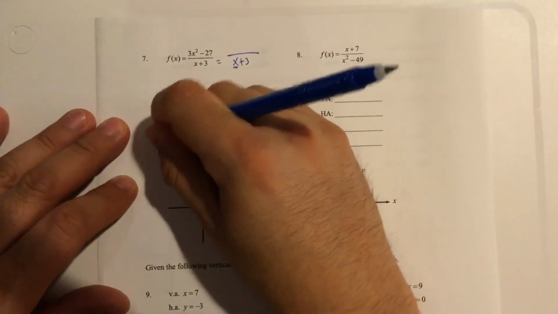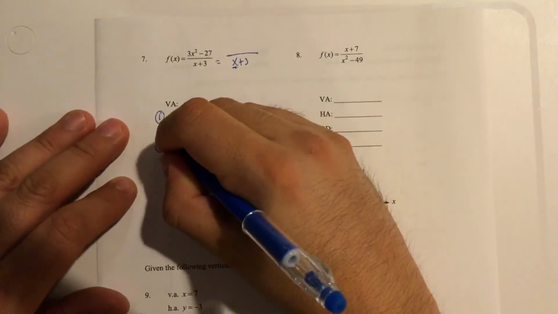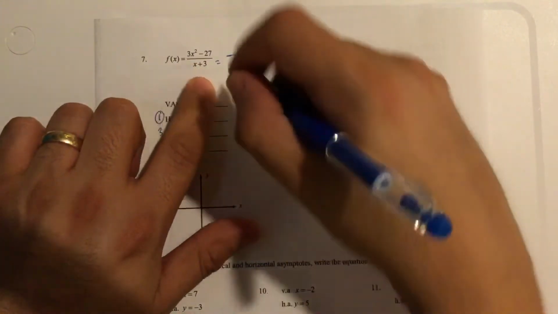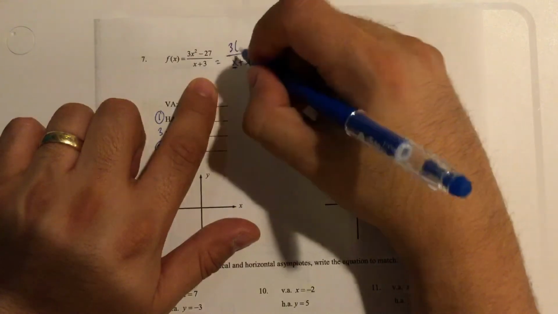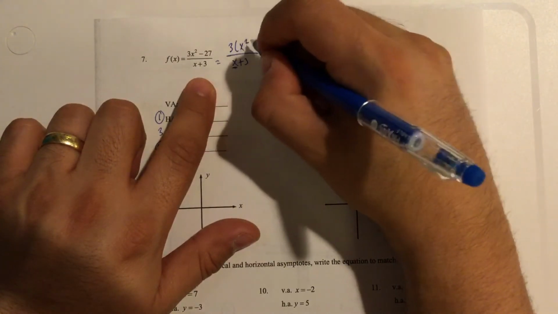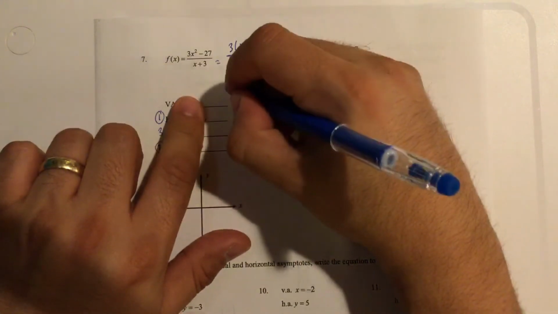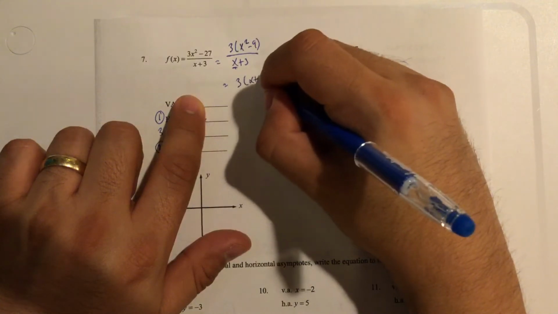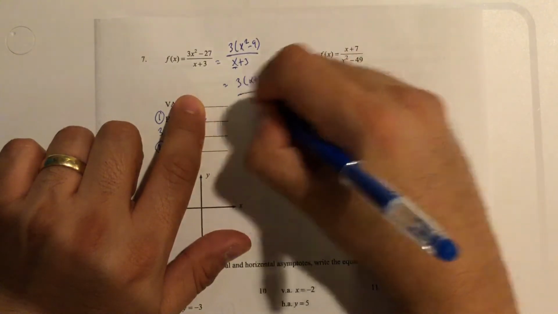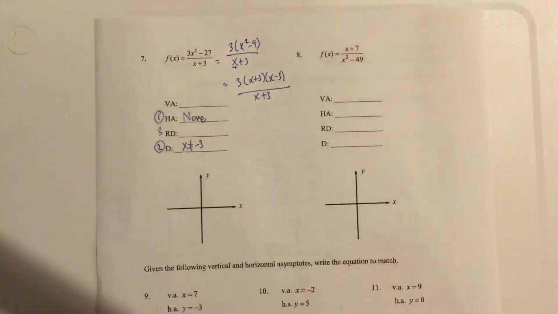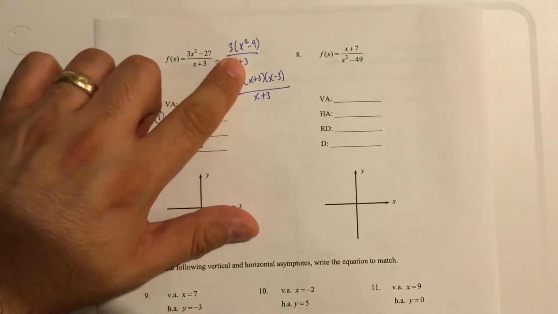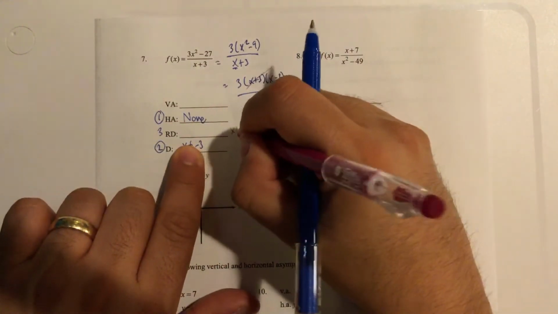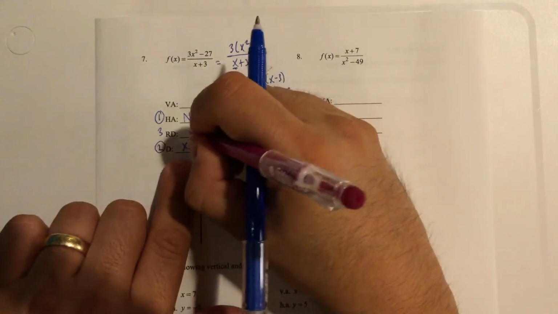All right, so step 3 is your removable discontinuity. So I'm going to factor the top, and what I notice is that I can factor out a 3, and that's going to give me x squared minus 9. And I can actually factor this again, right? Leave the 3 alone, and this becomes x plus 3 and x minus 3 over x plus 3. So hopefully when you look at this, you do see a common factor. In the numerator and denominator, we have x plus 3, so we cross those out. Right here, we set it equal to 0 and solve. So x equals -3.